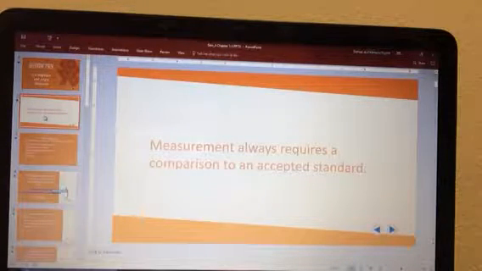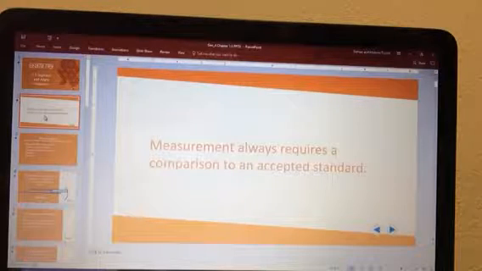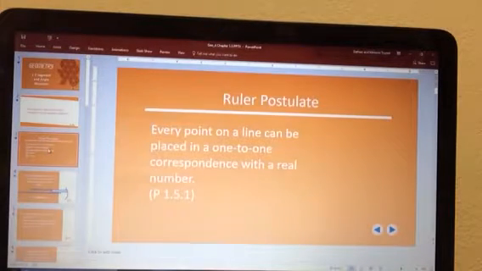Now, measurement always requires a comparison to an accepted standard. You can't just measure something and come up with your own number. There has to be some kind of a standard that you're measuring against, okay? So because of that, we have what's called a ruler postulate.